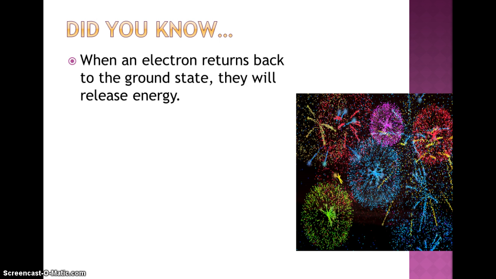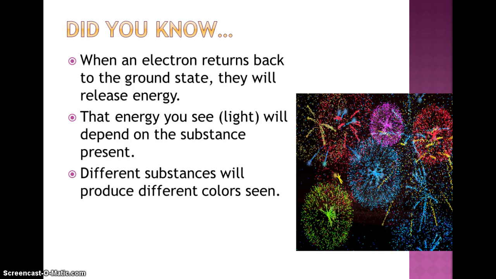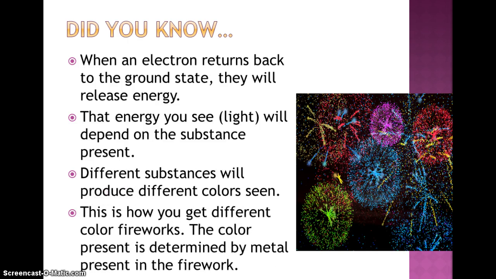Did you know when an electron returns back to the ground state, it will release energy? That energy, which you see as light, will depend on the substance present. Different substances will produce different colors. This is how you get different color fireworks. The color present is determined by the metal present in the firework.